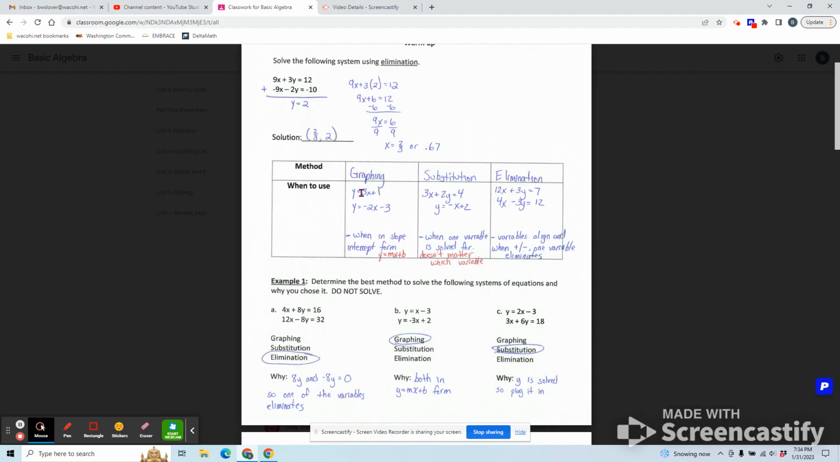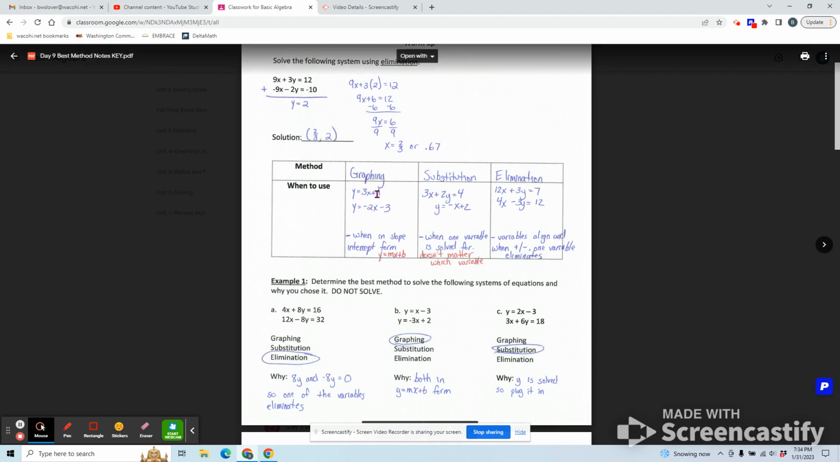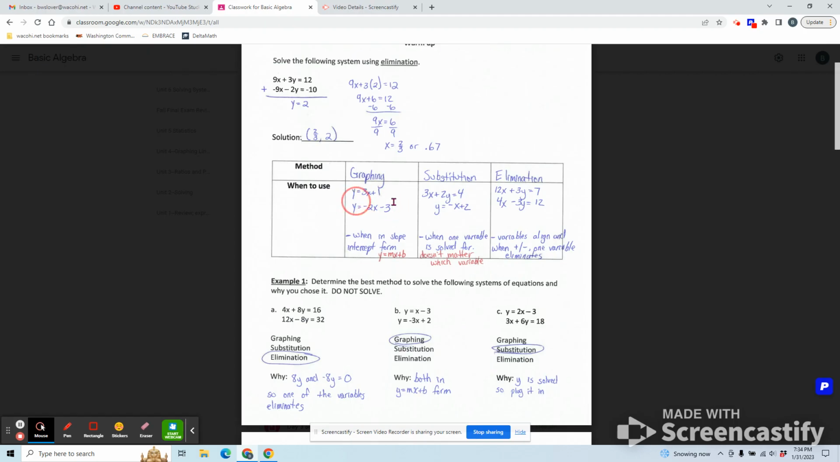Now realize that you can solve any of these by any method. So this equation, I don't have to solve by graphing. I could use substitution to solve. I could use elimination to solve. It doesn't matter which option you use, you should get the same answer. But sometimes one method might be easier than the other, and that would be the best method.